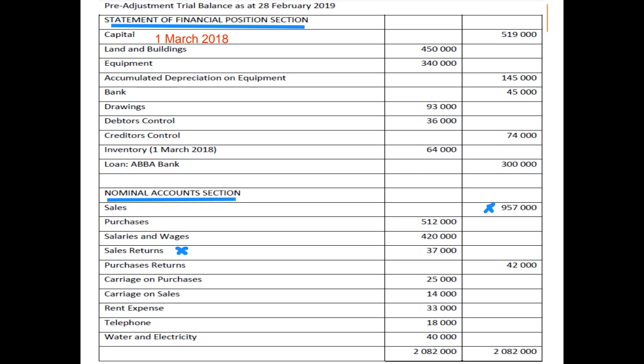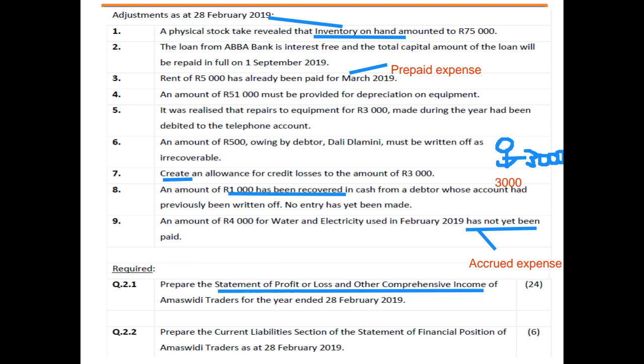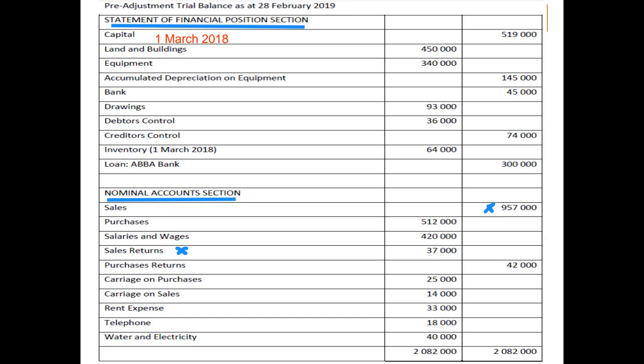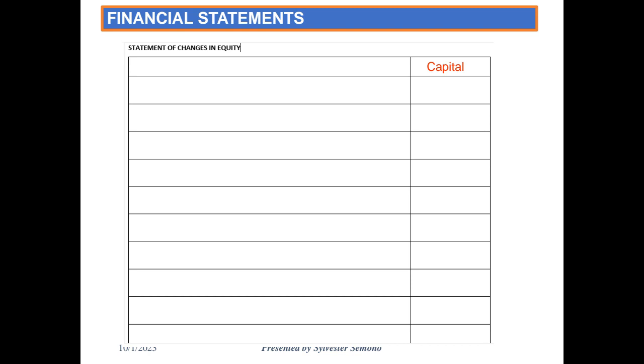So firstly, we will put the balance at the beginning for this capital. How much is the amount for capital for now? 519,000. Yes, I'm going to use that. Let me do this first. I'm going to say balance as at 1st of March. You can call it balance at the beginning, even if you don't put the date. Can you see the way I put it? Even if you don't put the date, you just put balance at the beginning, they still allow it.